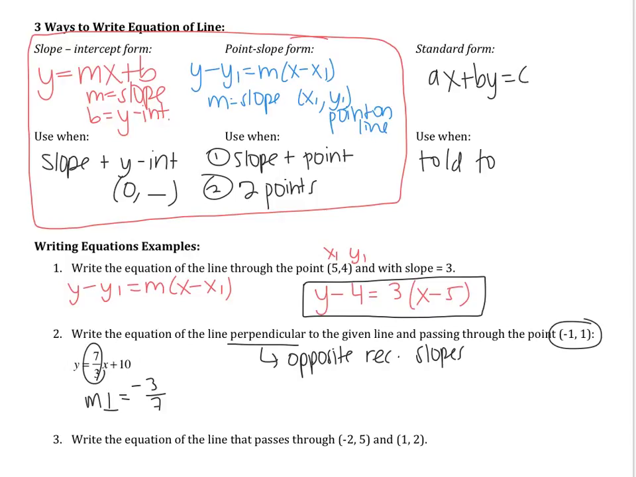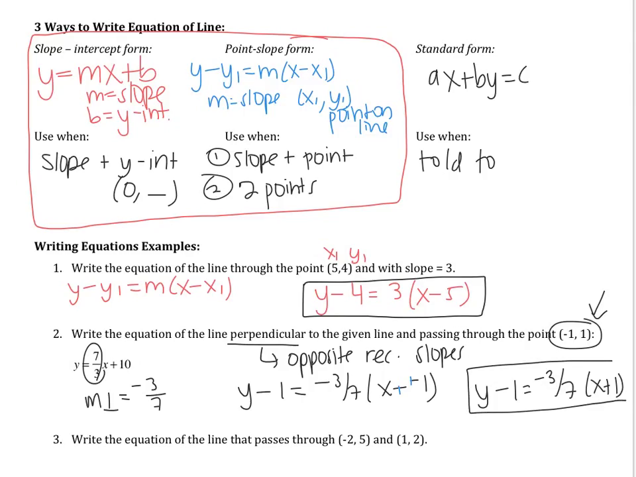And now I'm ready to write my equation using the given point, (-1, 1). So I'm going to have y minus y1, so y minus 1 equals my slope, -3 over 7, times (x minus x1), which is -1. Now subtracting a -1 doesn't look very nice, so this becomes adding. So my final equation is y minus 1 equals -3 over 7 times (x plus 1). And that's my equation. Again, don't switch it to slope-intercept form, just leave the equation as is.